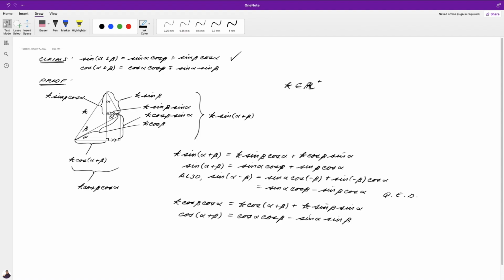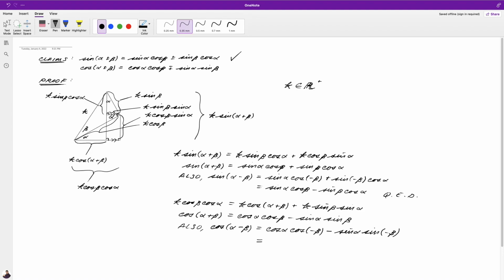Okay, but now we've got to show the cosine of a difference. Well, we can do it the same way we did this. So let's do that also. We've got the cosine of alpha minus beta. That's going to be equal to cosine of alpha cosine of negative beta minus the sine of alpha times the sine of negative beta. Okay.